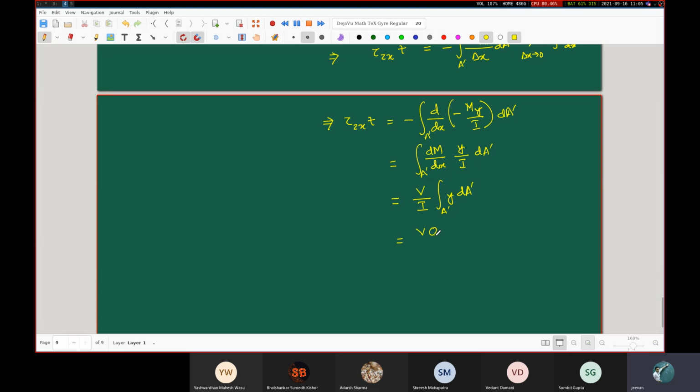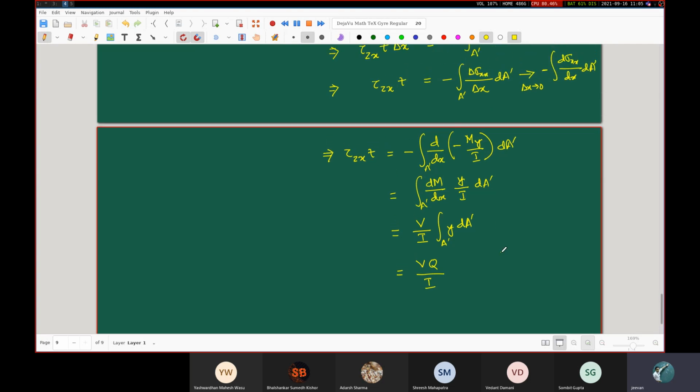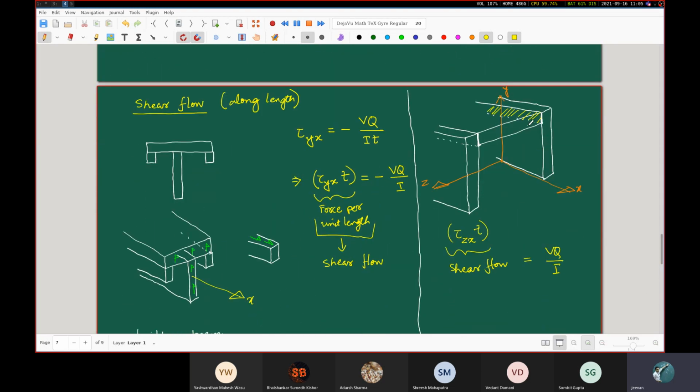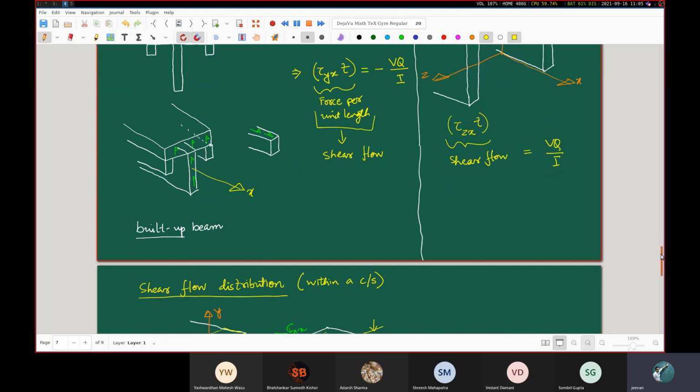So this is again coming out to be VQ by I. So you see this tau Zx times T, we are obtaining that as the shear flow. This is exactly the same thing that you would have to do, literally exactly the same thing which you have to do for this. You see what I have obtained here, it is exactly that.